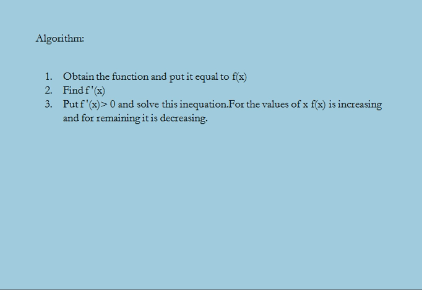Next, we are going to discuss the algorithm to find the interval in which a given function is increasing or decreasing. The first thing to be done is to obtain the function and put it equal to f(x). Next is to find the derivative of this function, f'(x). Next is to put f'(x) greater than 0 and solve this inequation. For the values of x obtained in step 2, f(x) is increasing, and for the remaining points in its domain it is decreasing. Next we are going to discuss a problem based on finding whether the given function is increasing or decreasing, and the interval in which it is increasing or decreasing.